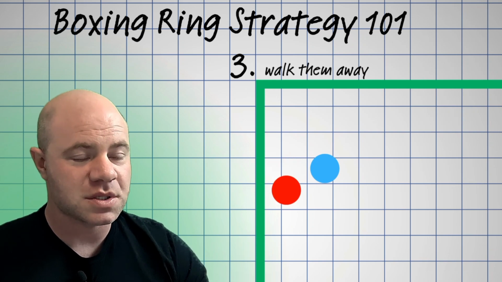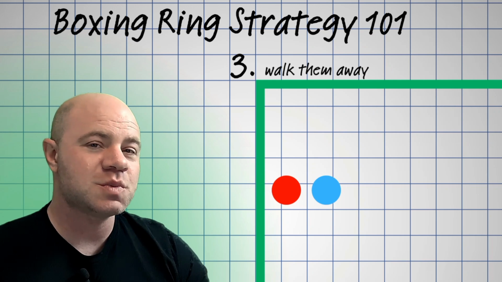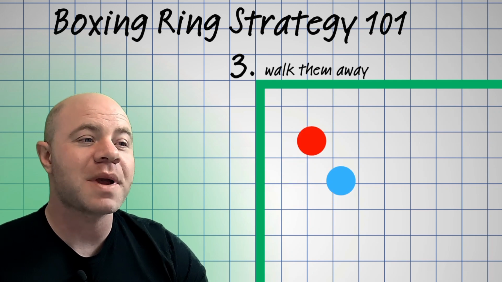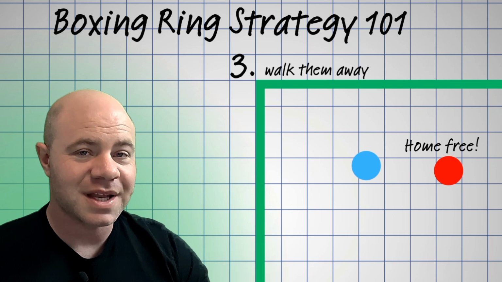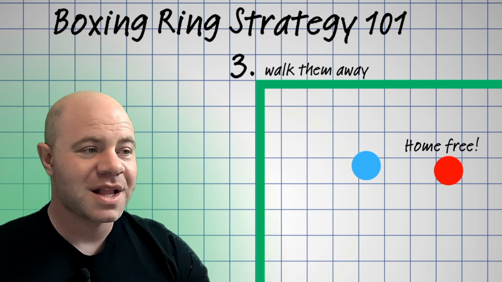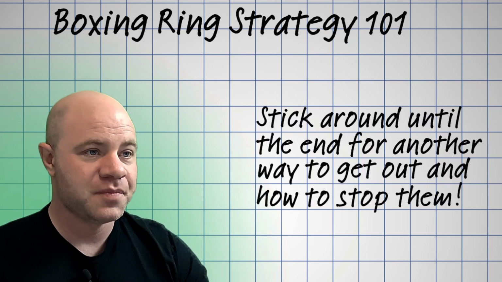Let's say we're getting too close to the corner. And then that extra space away from the corner will allow you to start making your circle again. And now you can be home free and get the whole landscape of the ring.